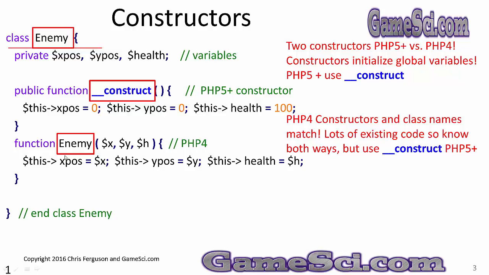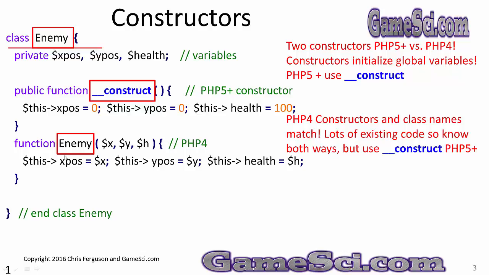I know for a long time I kept doing it the old way, even though I was working in PHP 5, because I just didn't bother to learn the new way to do it. You will see a lot of constructor methods with names that match class enemy. Now, it's backwards compatible. It doesn't matter whether you're in PHP 5 or PHP 7. The old style constructors still work, but you probably should start phasing out using them.